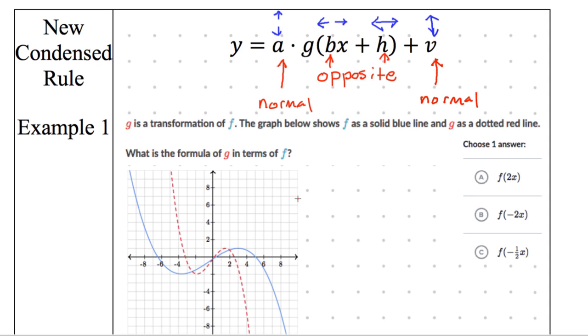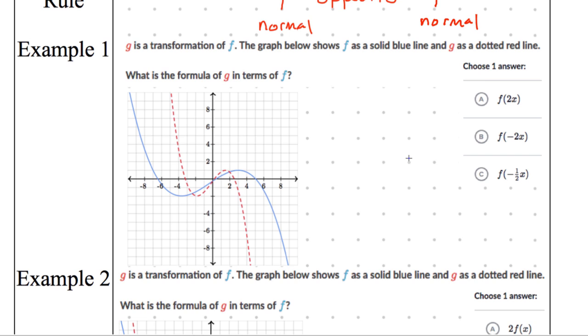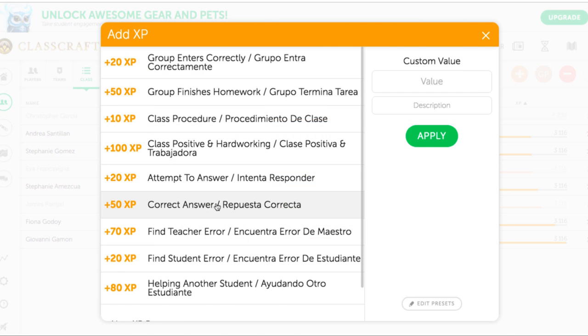All right, let's try out some fancy examples. Try out our new tools. All right, I need a reader. Go for it, Fiona. G is a transformation of F. The graph below shows F is a solid blue line and G is a dotted line. What is the formula in G in terms of? Perfect. So let me give you your XP before I forget.